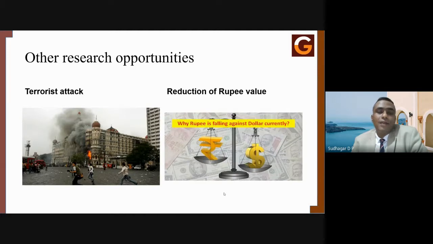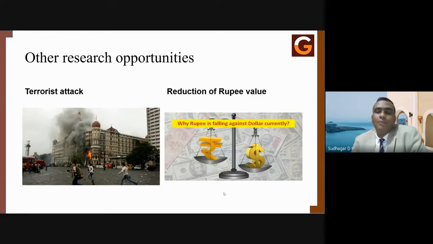Terrorist attack. I'm sure you all would remember the Taj Mahal hotel when it was hit by terrorists. A lot of people lost their lives. So is it possible to work on this area to understand how people can easily detect any kind of terrorist attack plans, or if at all a terrorist attack happens, how it could be easily tackled, could be considered as one of the research opportunities.